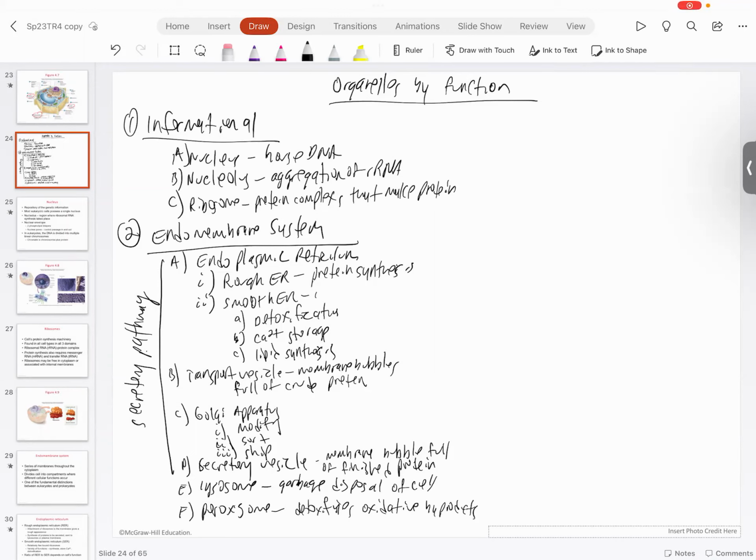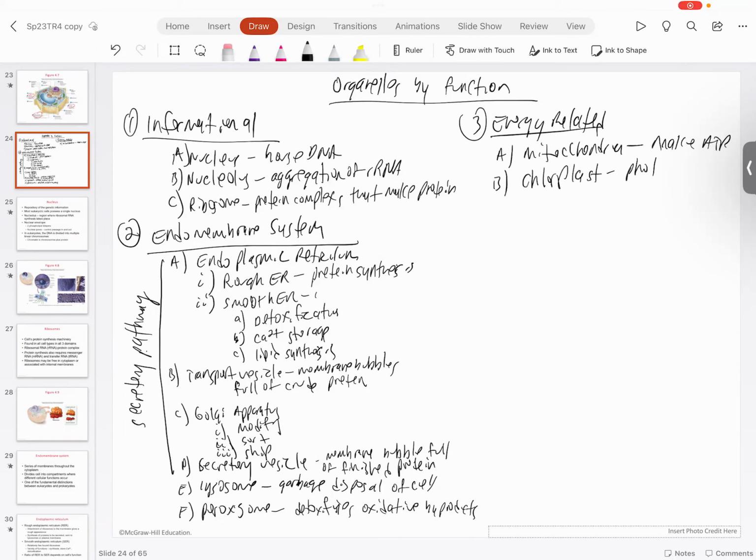So that's number 2. Big one, important one. Remember, the endomembrane system is one of the eukaryotic innovations, right? This is a big deal. So number 3 are the energy-related organelles. And you have really 2 of them, right? You have mitochondria, and their job is to make ATP. And then you also have chloroplast. And the job of chloroplast is photosynthesis.